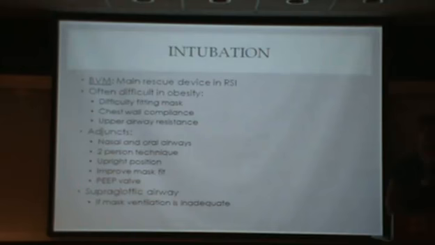So there are a number of adjuncts we can use to try to maximize our success. Putting in 2 nasal trumpets and an oral airway can move some of the soft tissues out of the way and displace the tongue anteriorly. Use a 2-person technique, with 1 person holding the mask and doing a jaw and chin lift, and the other person ventilating, sitting the patient more upright, and using a PEEP valve. And if, despite all these other methods, you still can't ventilate, switch to a supraglottic airway.